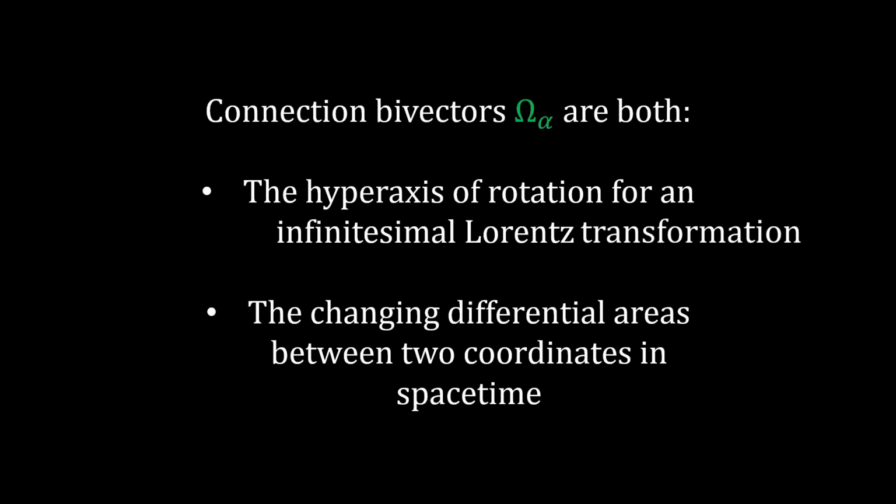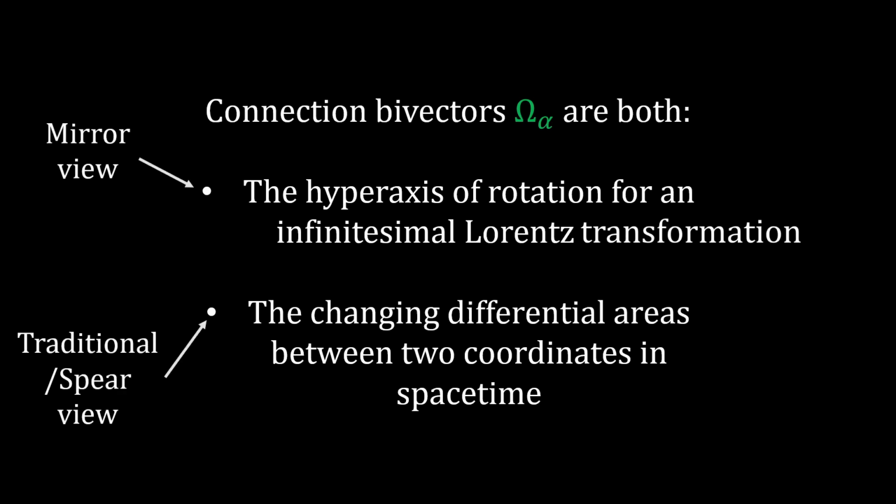Another example is of the connection bivectors, which we will discuss in a later video. The bivectors act simultaneously as the hyperaxis of rotation for infinitesimal Lorentz transformations and as the changing differential areas between 2 coordinates in spacetime. The hyperaxis of rotation comes from the mirror view, and the changing differential areas come from both the traditional and sphere views.